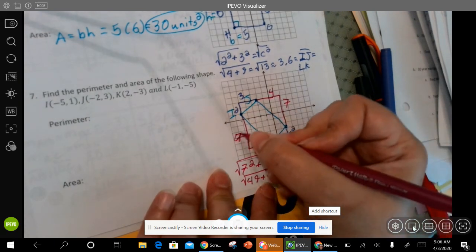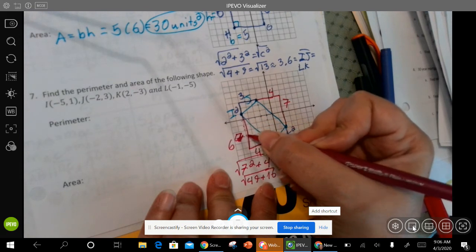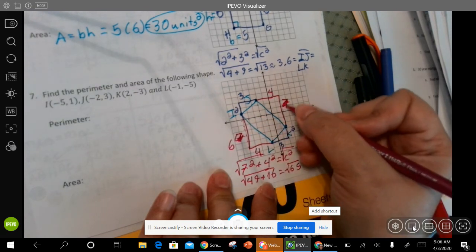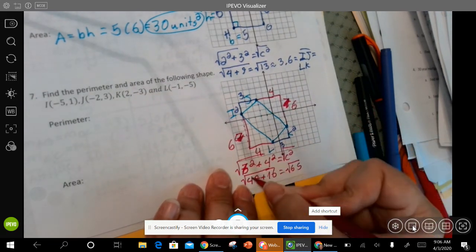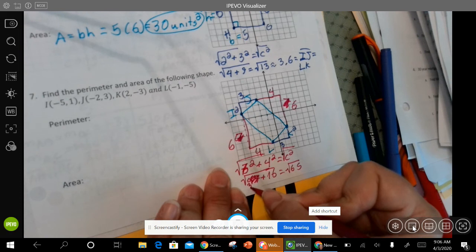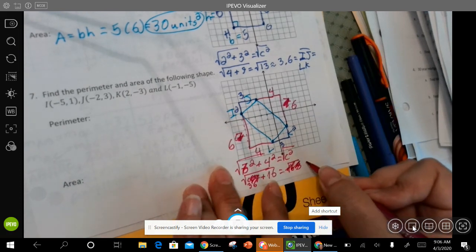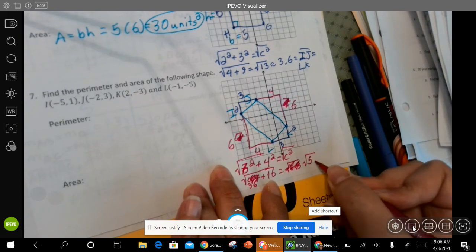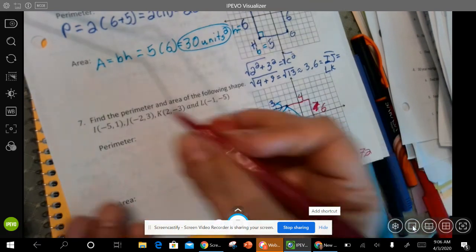Oh, actually, I counted wrong. So 1, 2, 3, 4, 5, 6. Yeah, this is 6. Help if I actually counted. Okay, so sorry guys, this would be 6. So this would be 36. That changes that. So 36 plus 16 is 52. Square root of 52. Approximate is 7 2/10.